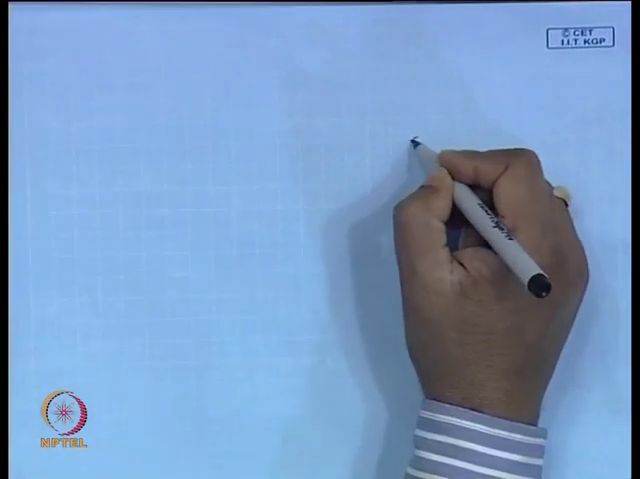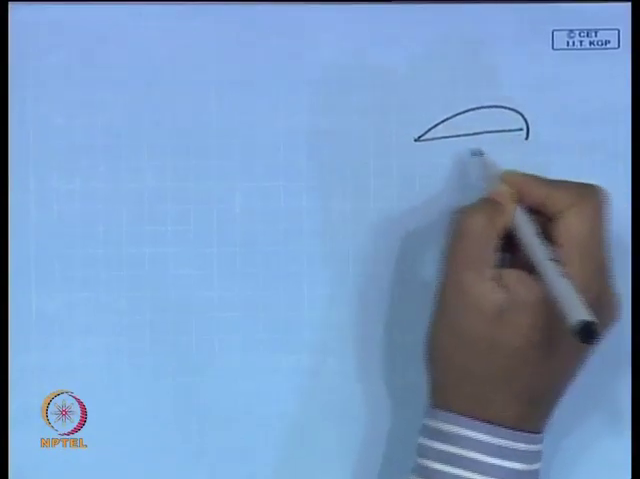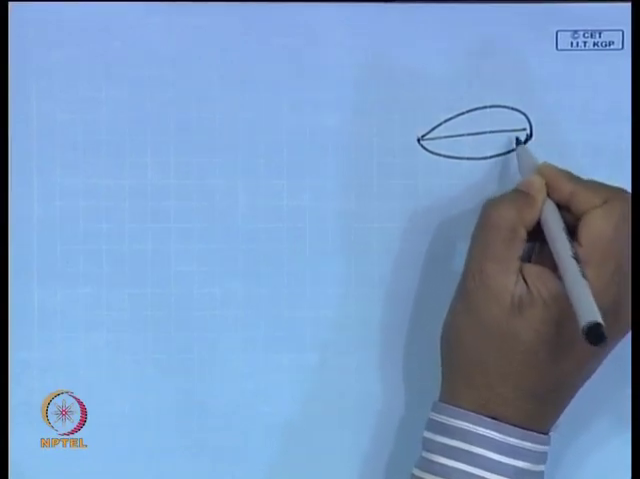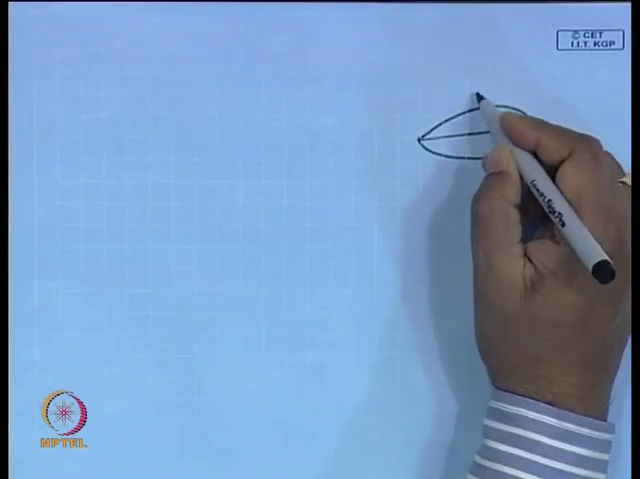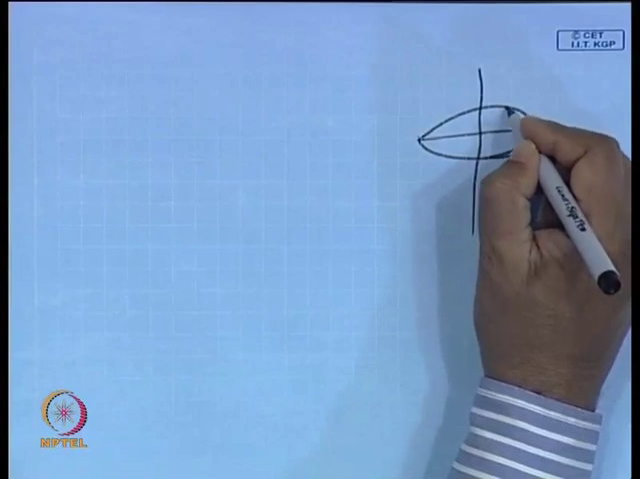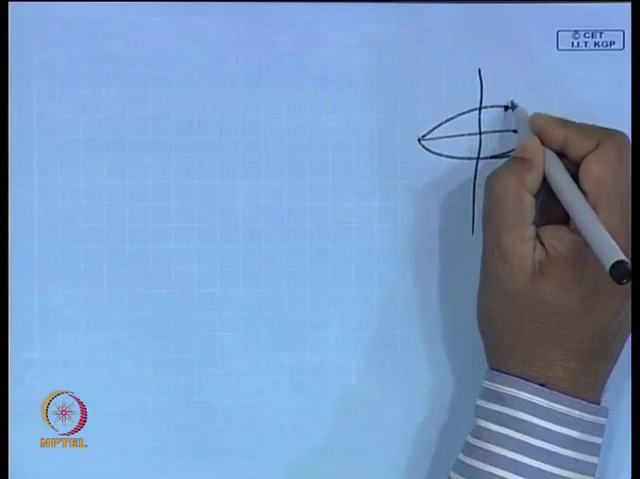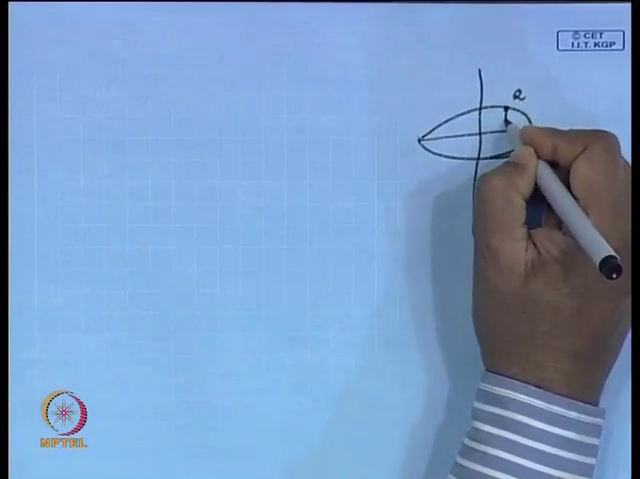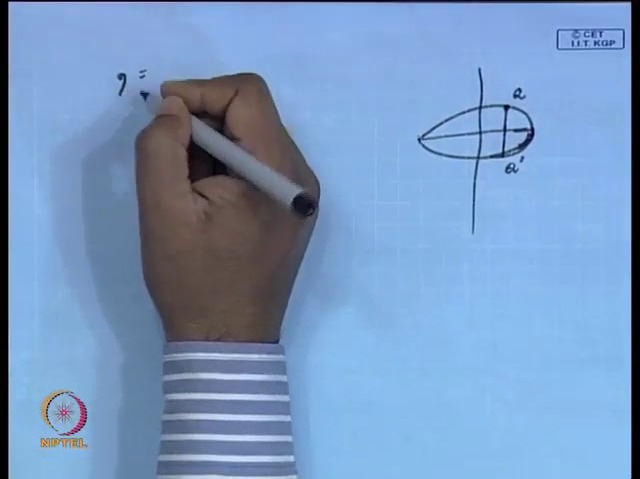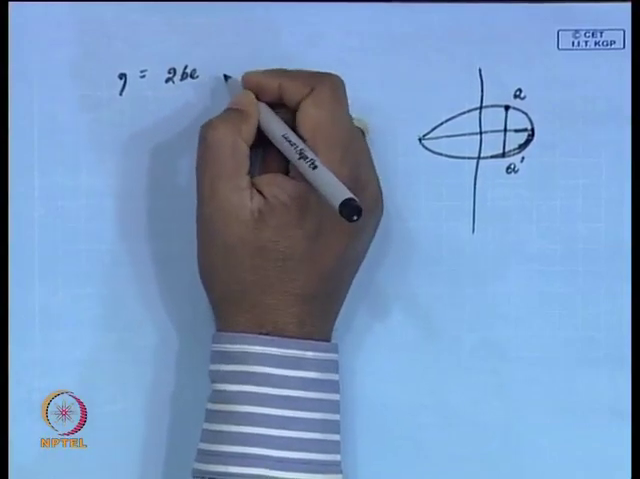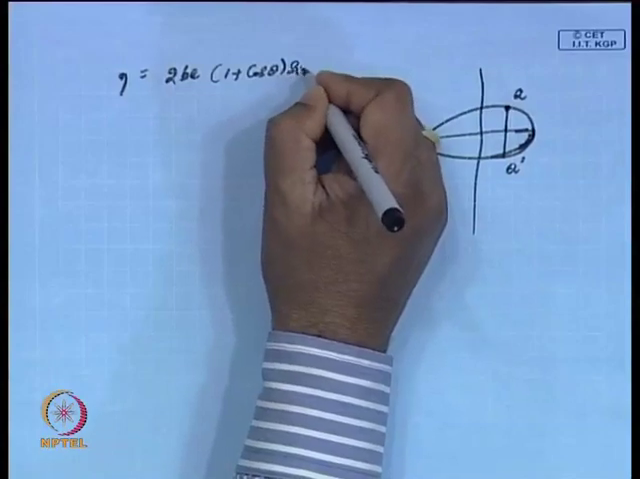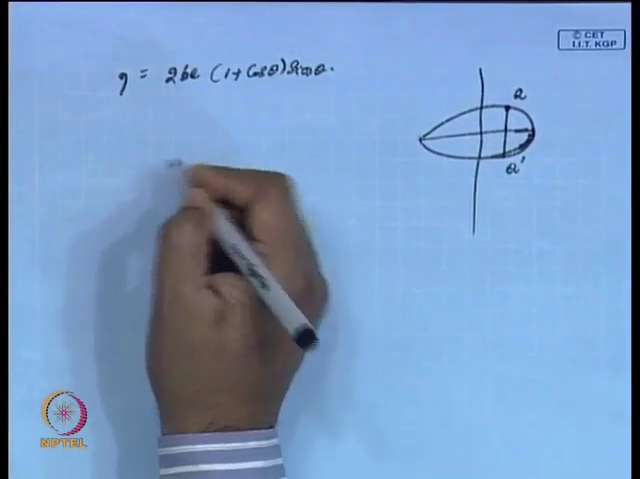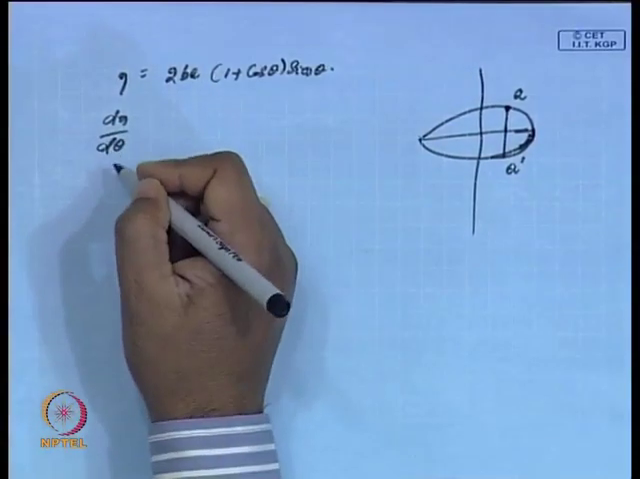If I want to know what is the maximum thickness, let me do one thing, again I put it. Let P be any point here, Q, draw a perpendicular from here and let me extend it here, Q, Q prime. Now, what will happen? Because it is symmetric, my eta is given by 2b e into (1 plus cos theta) into sin theta, and then what will happen, d eta by d theta.